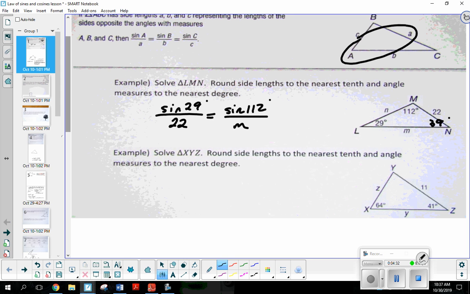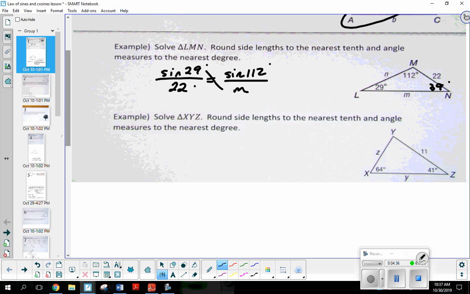Yeah, we cross multiply. So for this first one, I'm going to go ahead and show the middle step. We're going to have that M times the sine of 29 degrees is equal to 22 times the sine of 112. Now, if I want M, I'm going to divide through by the sine of 29 degrees. Anything divided by itself is going to cancel. So now I've got an expression that's going to give me the length of M.